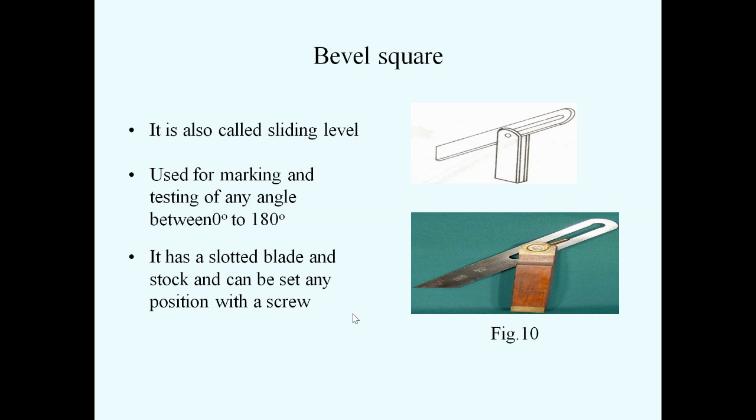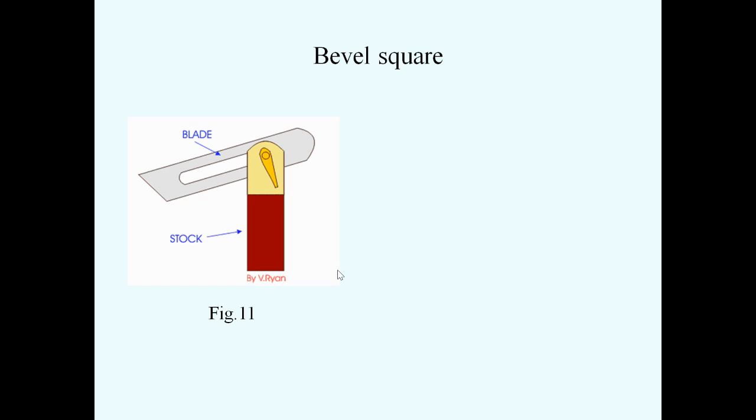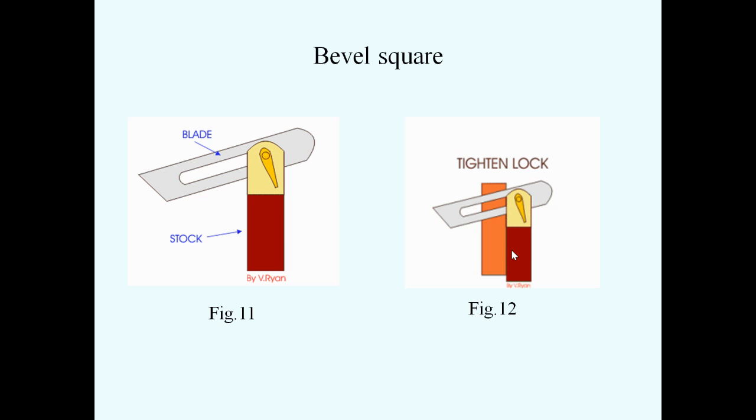It has a slotted blade and stock. This is the slotted blade, and this is the stock. It can be set at any position with a screw. With the help of this screw, we can set the slotted blade at any position. You can see the stock and sliding blade in the diagram.